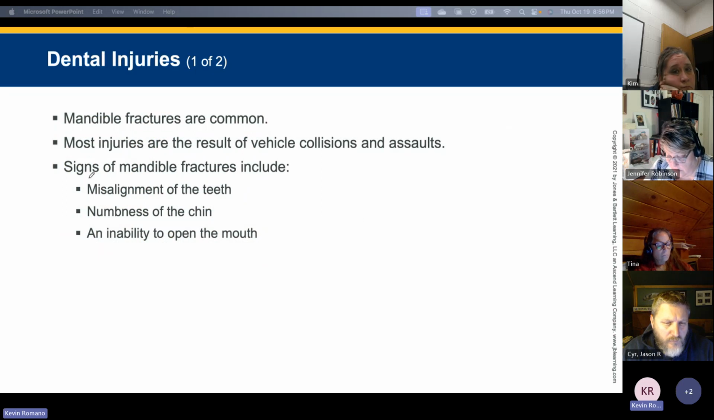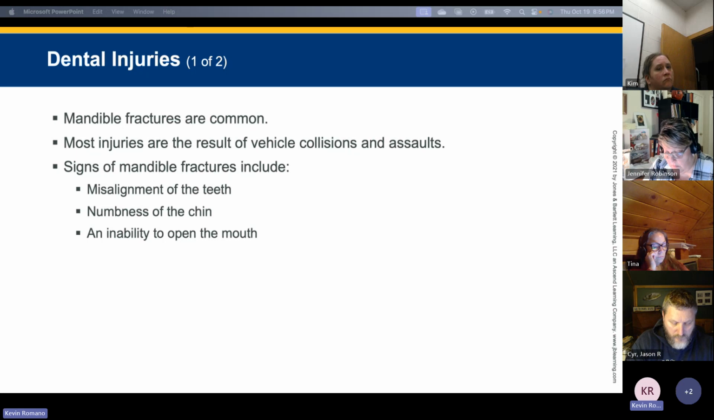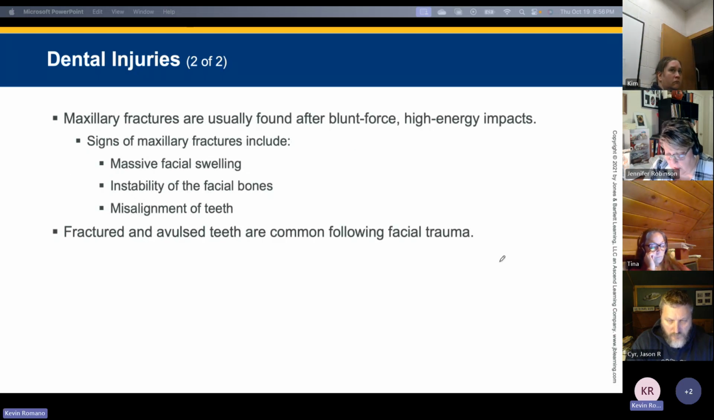Mandible fractures are very common because of the prominence of where it's located, second only to nasal fractures in frequency. Most of these fractures are a result of vehicle collisions and assaults. Signs of mandible fractures include misalignment of teeth, numbness of the chin, and the inability to open the mouth. Maxillary fractures are usually found after blunt force high energy impacts. Signs of maxillary fracture include facial swelling, instability of the facial bones, and a misalignment of the teeth. Fractured and avulsed teeth are common following facial trauma. Teeth fragments can also become airway obstructions and should be removed immediately.